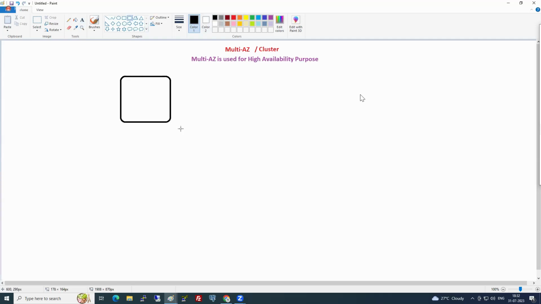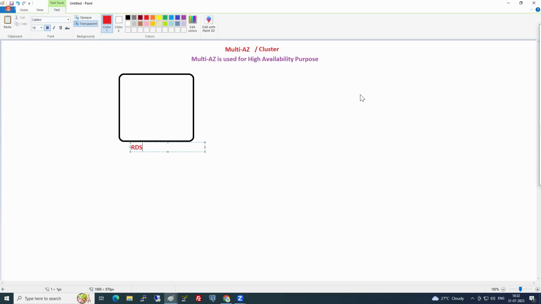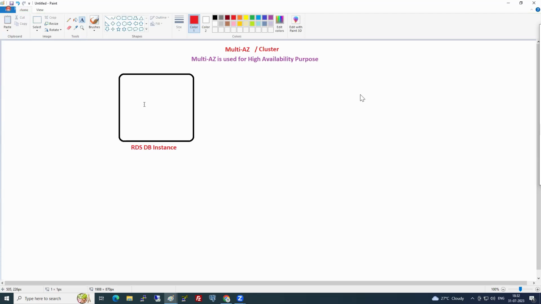Okay, now let's see. I went and launched one DB instance. So can I call it an RDS DB instance? This one is my RDS DB instance. Can I go with MySQL if required? Yes. Can it have its own endpoint? Endpoint, yes. So multi-AZ is just a matter of selecting a radio button. You know radio buttons. There will be radio buttons, right?